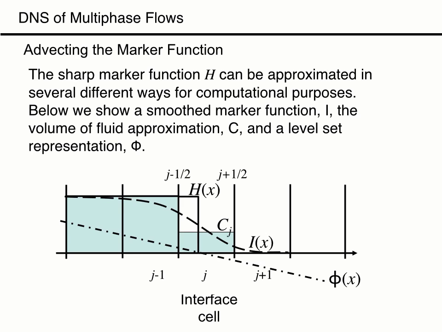Although the construction of the marker function is different, in both methods the marker is generally taken to have a smooth transition from one constant value to the next, so that it looks like the dashed line shown by I of x in the figure. We now take a slightly closer look at these methods.